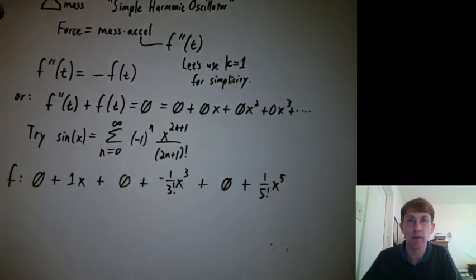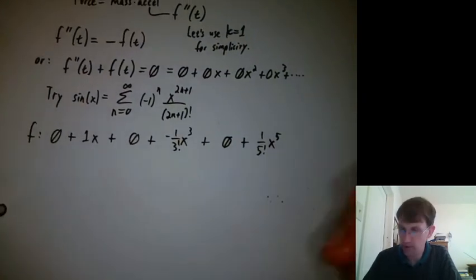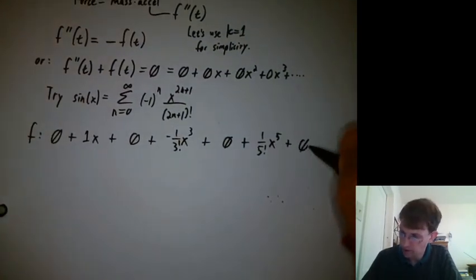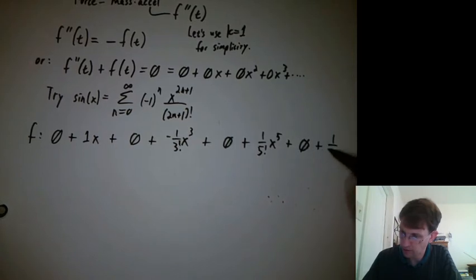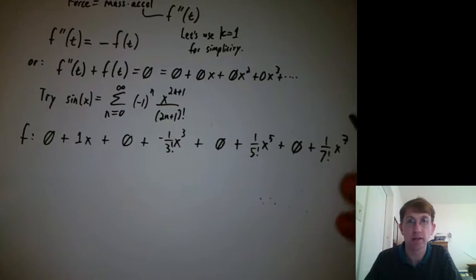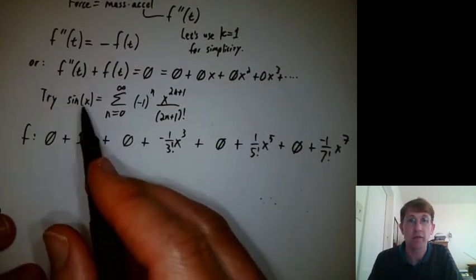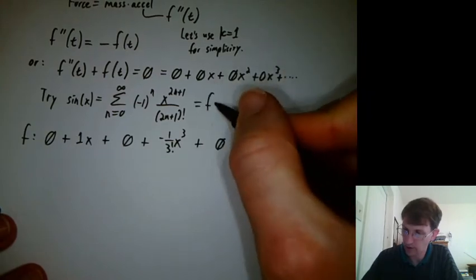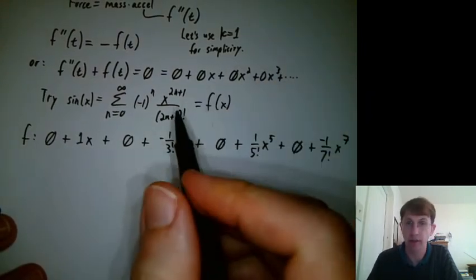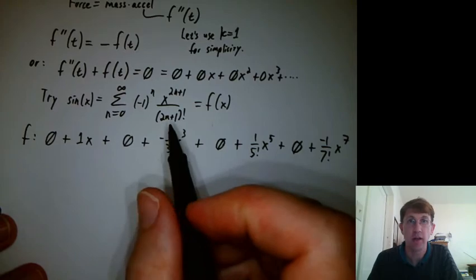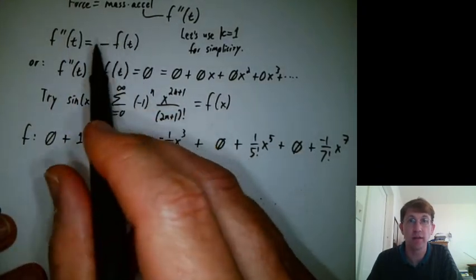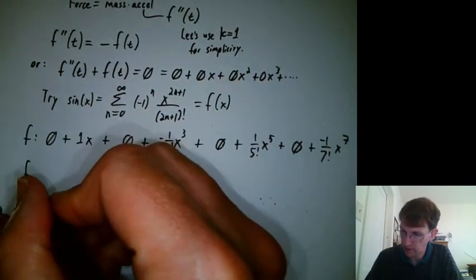And we're going to need a lot of room here, and we're going to try to keep things in nice neat columns. Plus 0 plus 1 over 7 factorial x to the 7th. That should be negative. So that's my f. We're saying that this is our original function, or this is our displacement function, and we're hoping or guessing that it solves this. And then let's take the derivative.